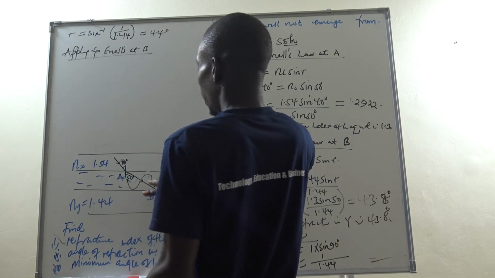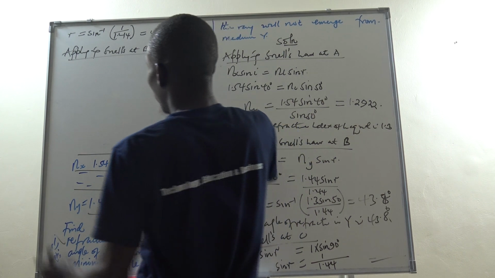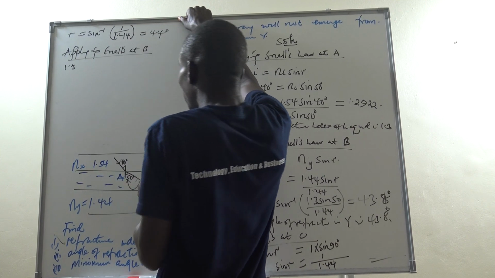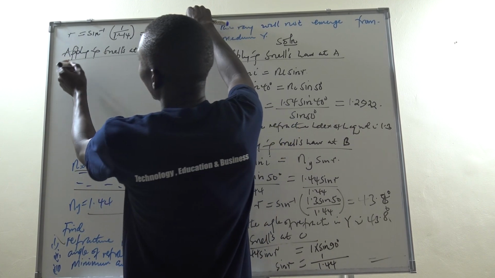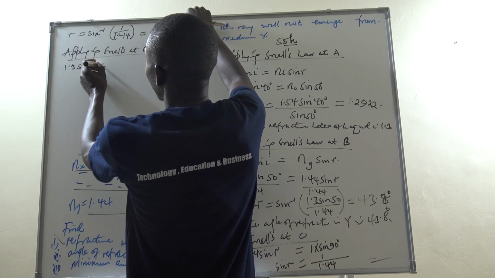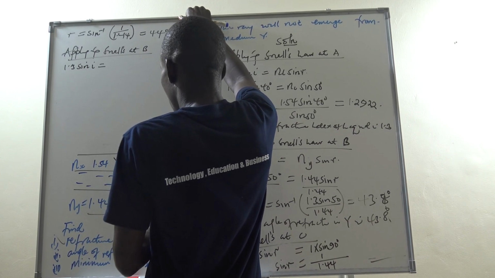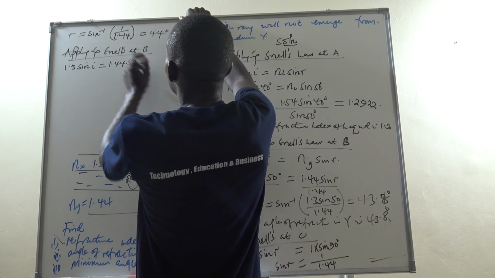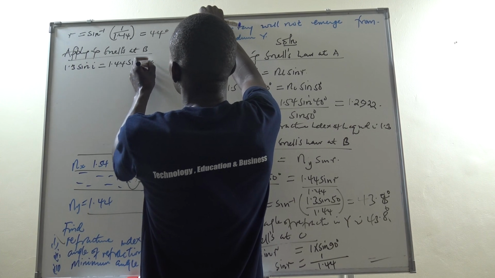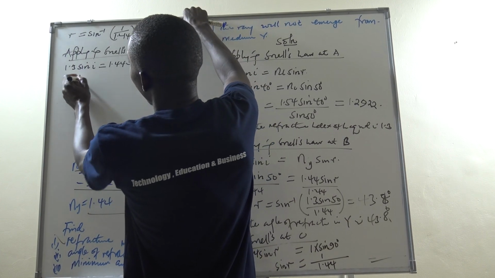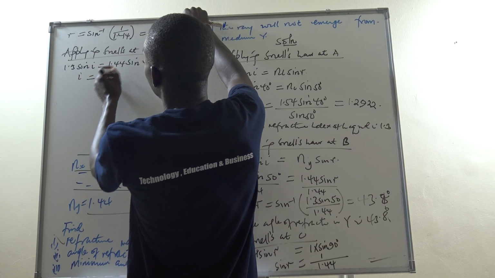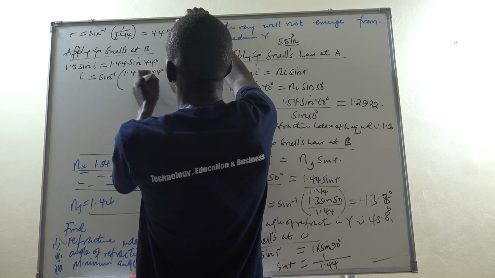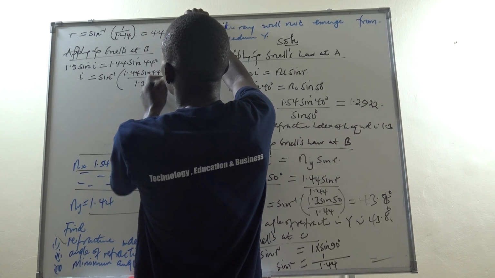We shall also say, if we are moving from this liquid here, we shall say refractive index of liquid is 1.3. Now we are supposed to calculate the angle which is here, and we shall call it now I. Sine of I is equal to this one here. Now Y, refractive index is 1.44, and then sine of 44. So what is my I? My I is the sine inverse of 1.44 sine 44 out of 1.3.